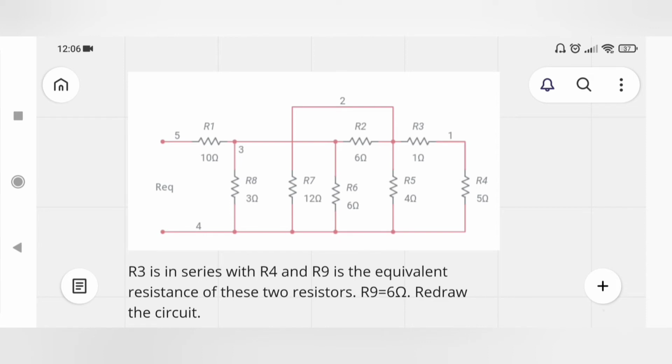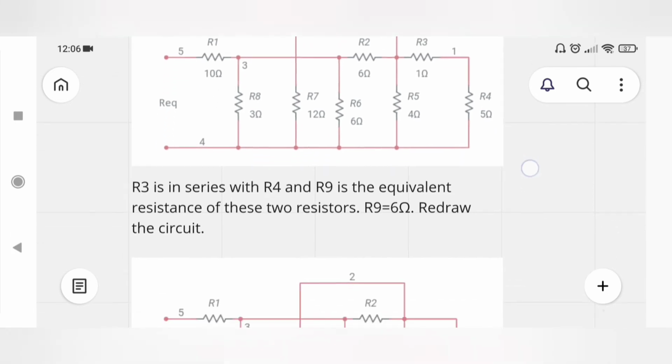You can see resistors R3 and R4 are in series with each other and their equivalent is simply 6 ohm. Just add R3 plus R4 and get their equivalent value, which is equal to 6 ohm, and we call this equivalent R9. Redraw the circuit and replace R3 and R4 with a single resistor R9.